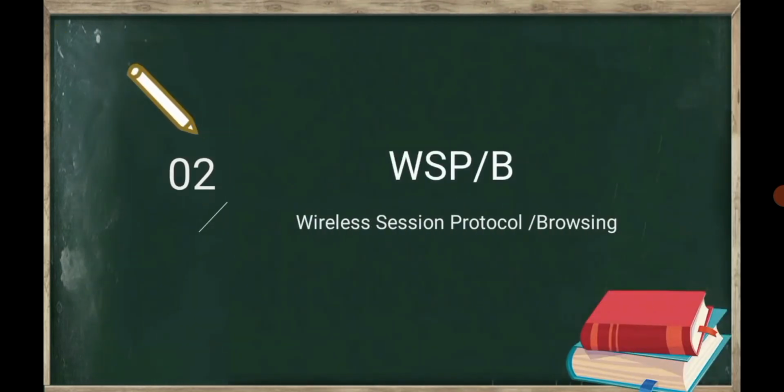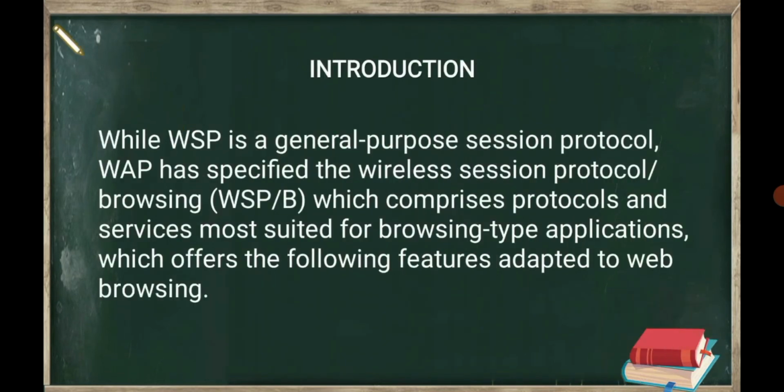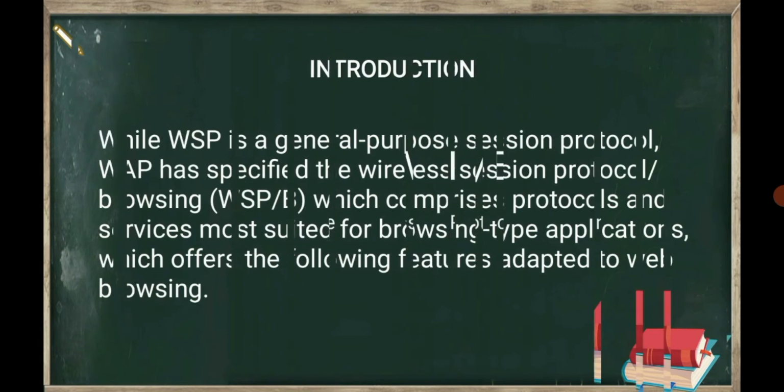Then we can see what is WSP/B. WSP/B stands for Wireless Session Protocol Browsing. That is, while WSP is a general purpose session protocol, WAP has specified the wireless session protocol browsing, which comprises protocols and services more suited for browsing type applications. Thus, WSP/B is mostly suited for browsing type applications, which offers the following features adapted to web browsing.